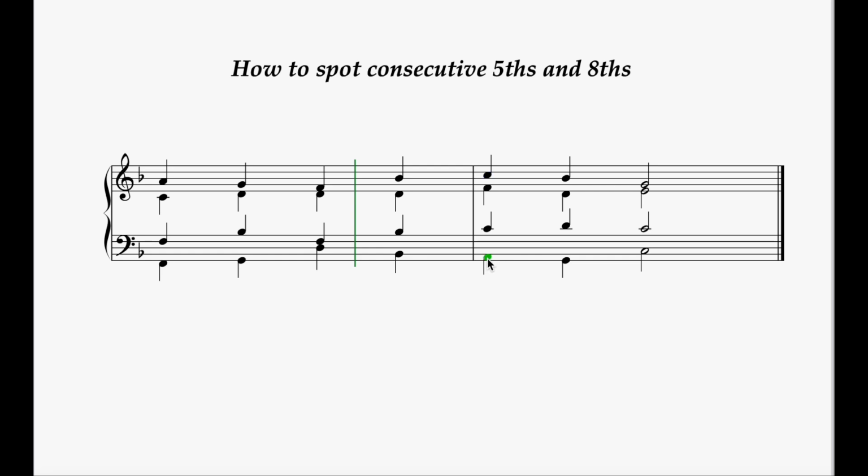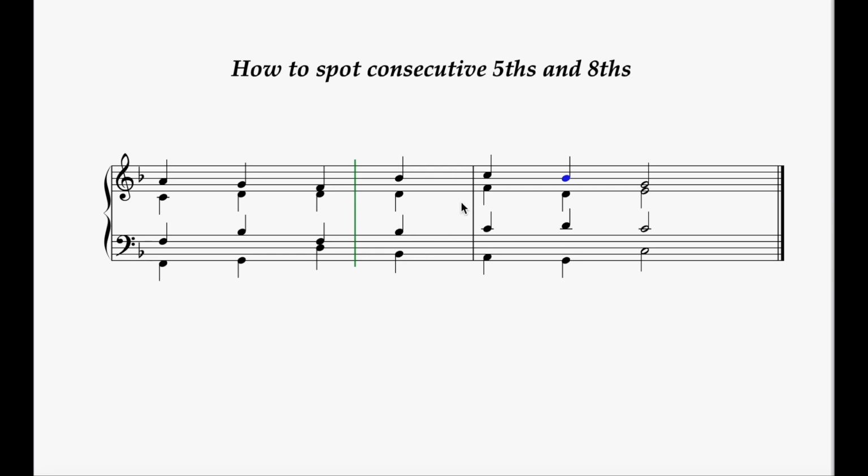So let's check. The soprano moved down a second and the bass moved down a second. So what is the interval distance between the bass voice and the soprano? Well, we have A up to C. So that's a third. And yes, I know it's a compound third, but that doesn't matter. A to C is a third, and G to B flat is a third, so that's okay. Yes, they are consecutives, but they're consecutive thirds, and that's okay. It's only consecutive fifths and consecutive eighths.